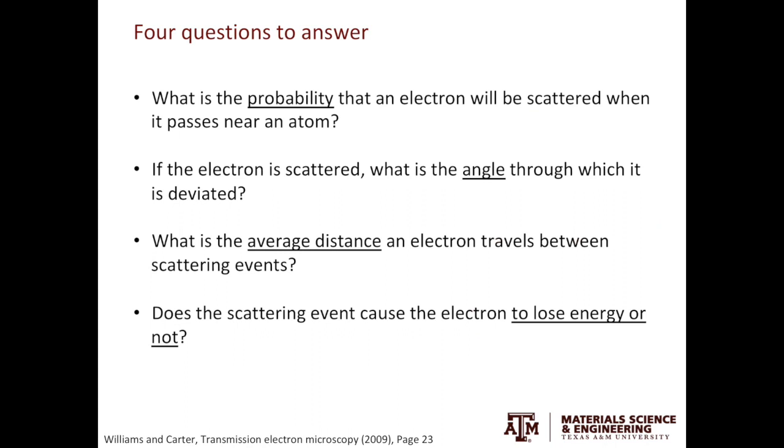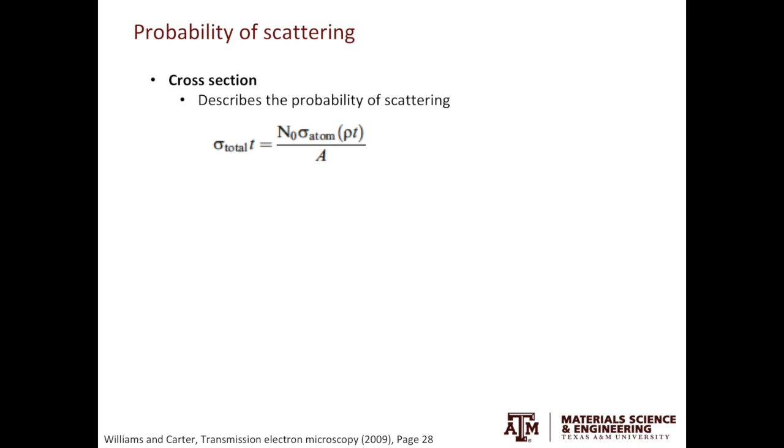When considering scattering, there are 4 questions we need to address. The first is, what is the probability of scattering? The second question is, what is the angle for scattering? The third question is, what is the average distance an electron can travel between each event of scattering? The fourth question is, do we lose energy or not during scattering? Let's answer these questions one by one.